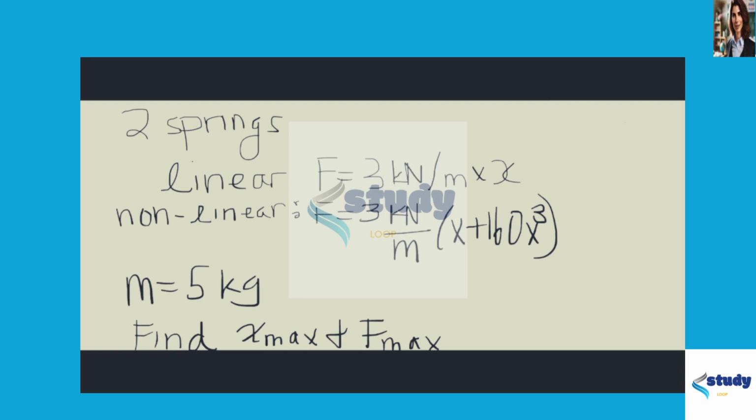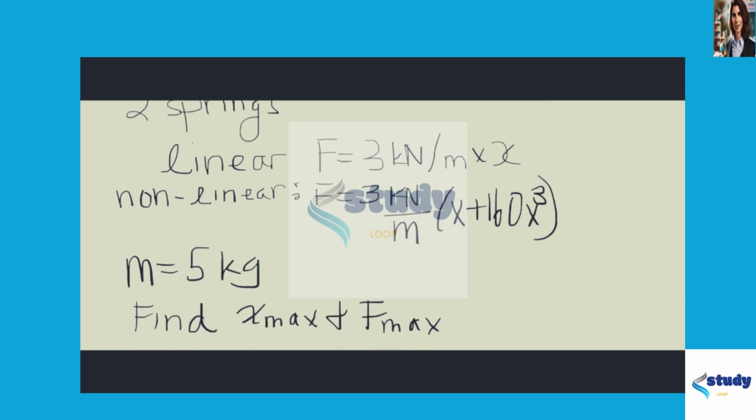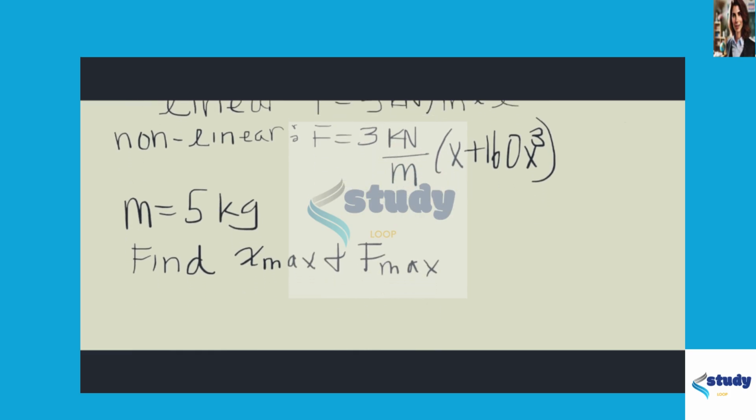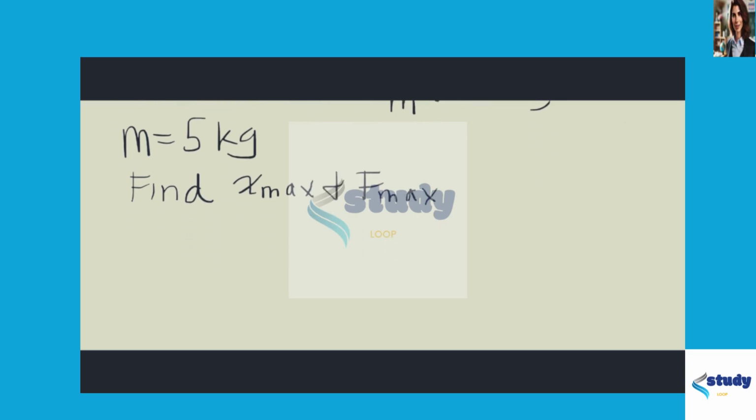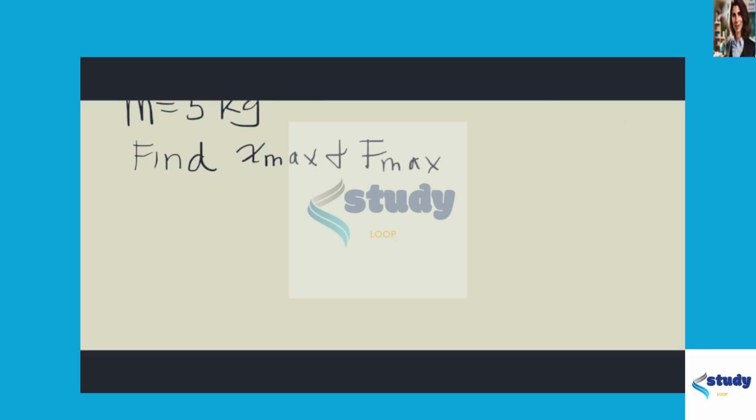What we have is a mass that is 5 kilograms that is placed on top and released from rest, allowing the spring to compress. And what we're asked to find is the maximum displacement and the maximum force of the spring. So first thing that we're going to do is draw a free body diagram to look at the forces that are acting upon the spring.